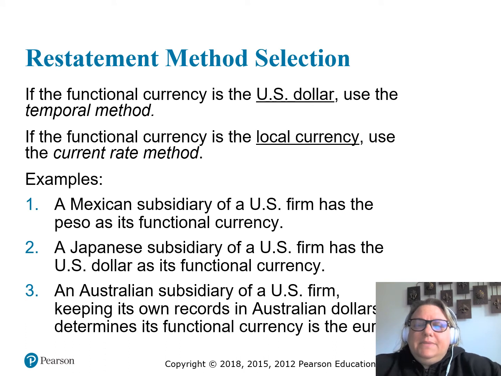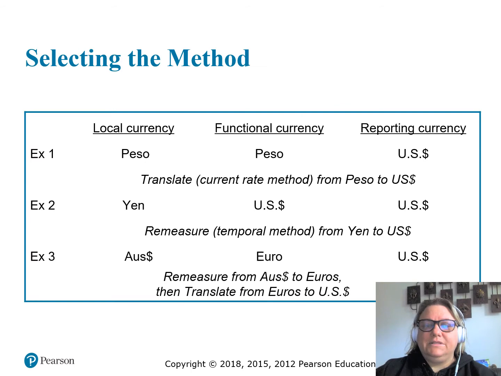A Mexican subsidiary of the US firm has the peso as its functional currency. A Japanese subsidiary of the U.S. firm has the U.S. dollar as its functional currency. An Australian company subsidiary of a U.S. firm keeps its own records in Australian dollars, determines its functional currency is the euro. So these are the three options here. So let's look at these. Okay, so you have to decide how you're rolling basically when you get to these situations.